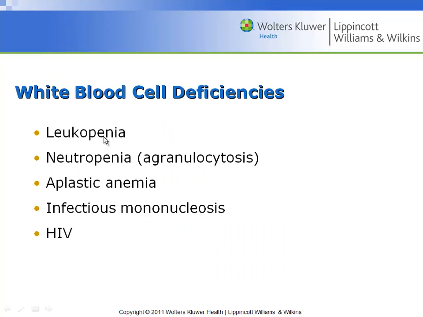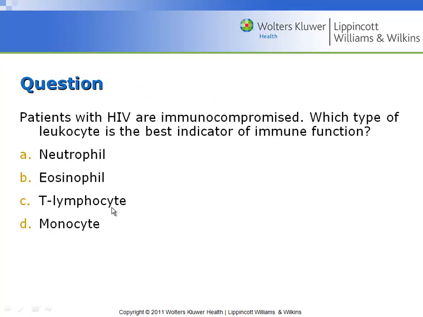White blood cell deficiencies. Leukopenia, not enough white blood cells. Neutropenia, specifically neutrophils, or a lack of cells with the granular substance in the cell, which is all the fills. Aplastic anemia is a failure to make sufficient red blood cells. Infectious mononucleosis and HIV infection are also conditions that will inhibit white blood cells or will destroy white blood cells. So specific to HIV, patients with HIV are immunocompromised. That means their immune systems don't work very well. That means they get sick with things that they would not normally have gotten sick with.